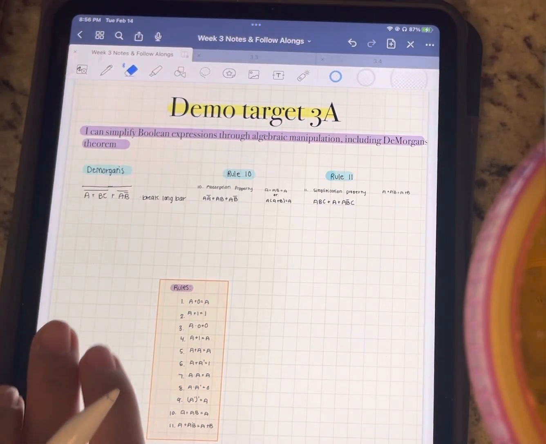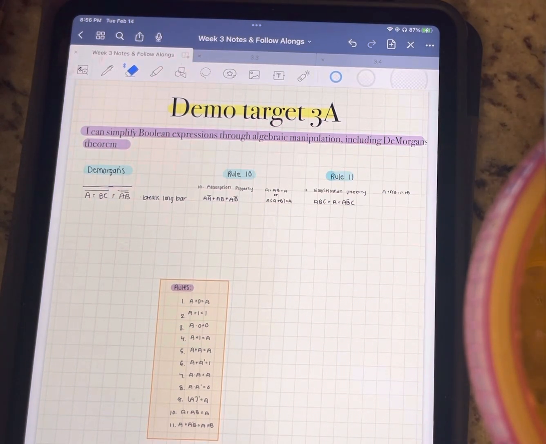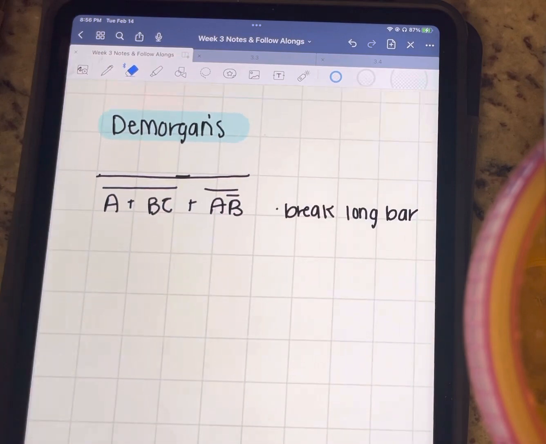This is going to be my demo for target 3A. The target is that I can simplify Boolean expressions through algebraic manipulations using or including De Morgan's theorem. We'll start with De Morgan's theorem.